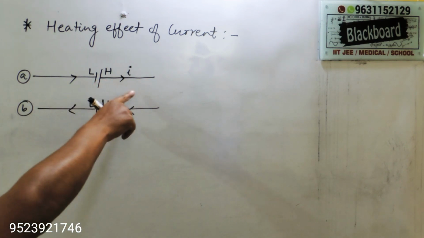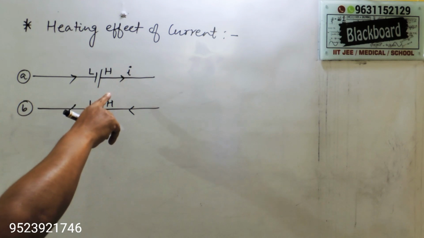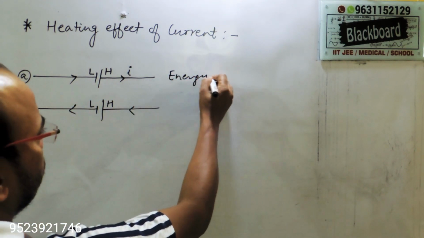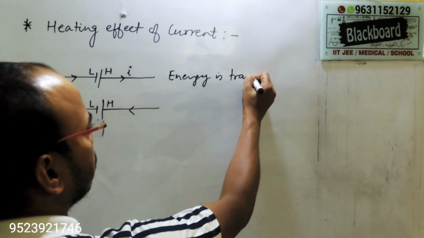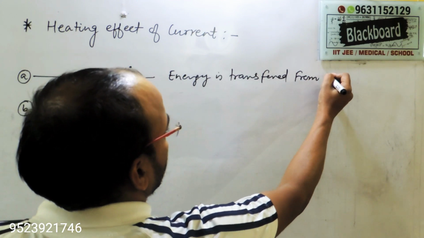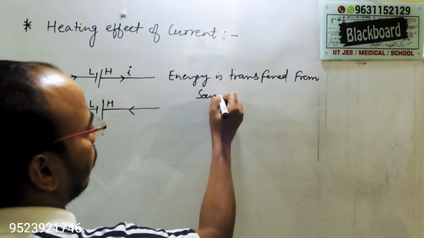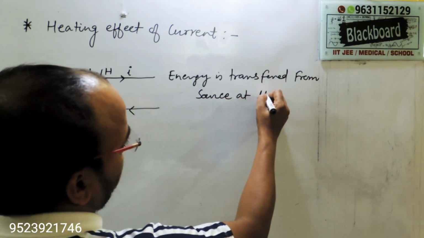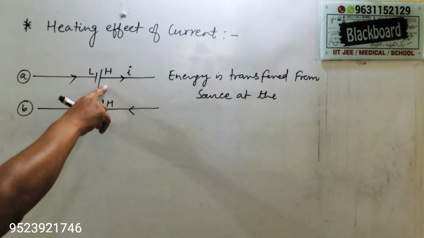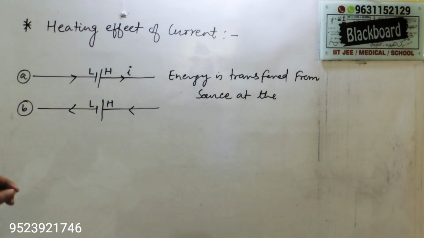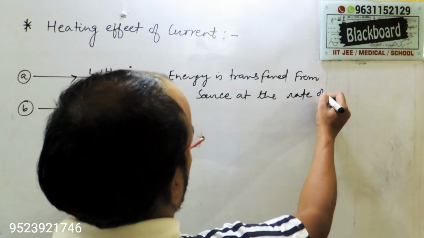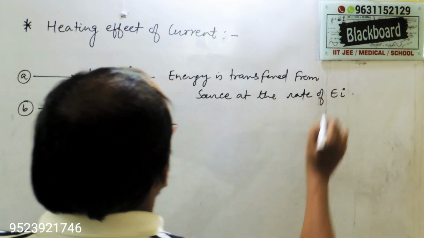In this case, energy is transferred from the source. Energy is transferred from lower to higher potential, at the rate of EI, from the source.